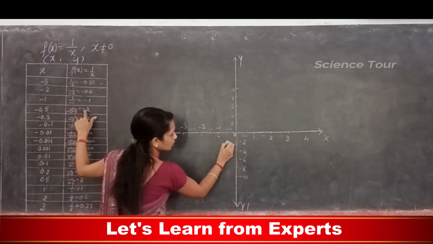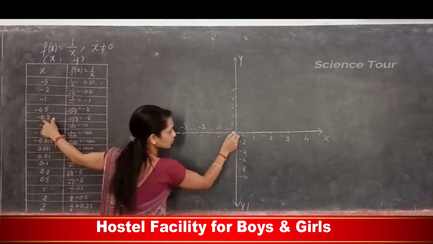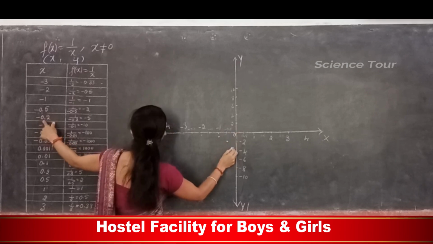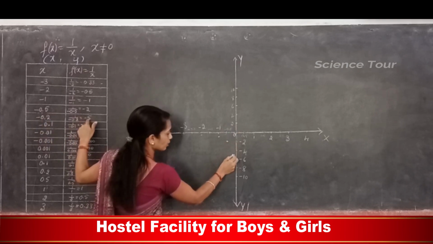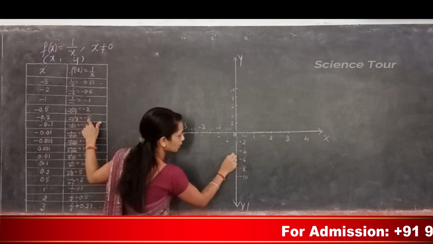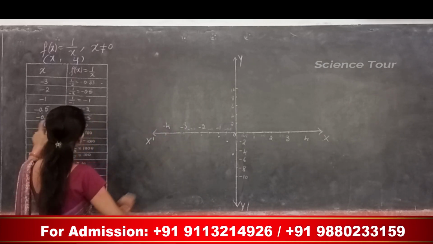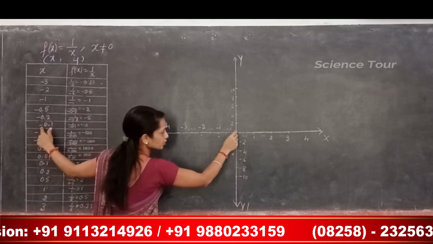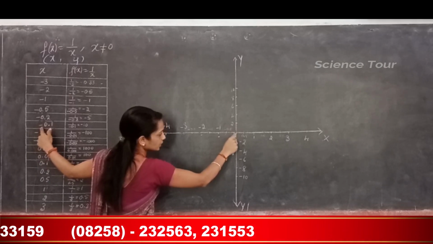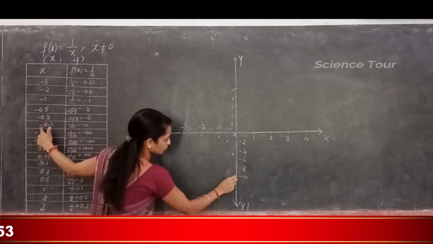Then the image of minus 0.2, that is somewhere here you will get. What is the image of minus 0.2? That is minus 5. In between minus 4 and minus 6 you have minus 5. This is the image of minus 0.2. We marked that. Next, image of minus 0.1, that is somewhat close to 0. What is the image of that? That is minus 10.